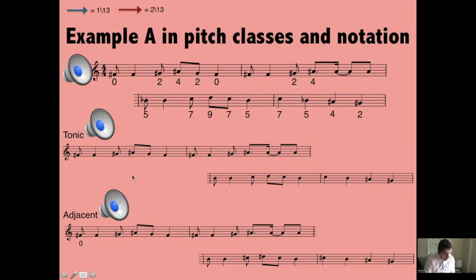So here's what we do. I'll walk you through how we compare it via a referential tonic method and adjacent method, and then you'll kind of see how it works. Okay, so for the tonic here, what we do is we start with the first note. We're going to say that the tonic is F sharp, because it sounds like that's what it is when it repeats and it starts over.